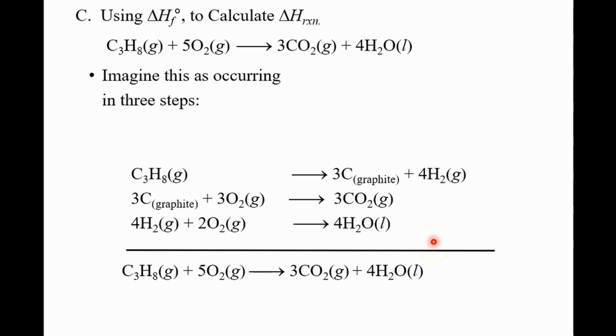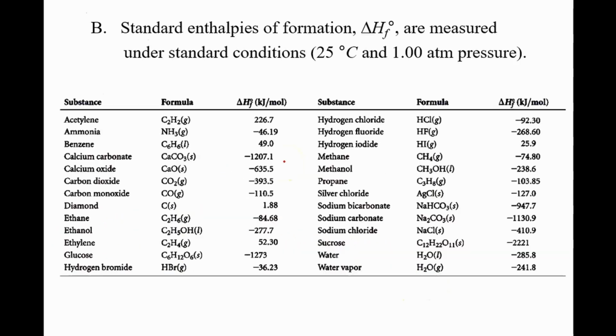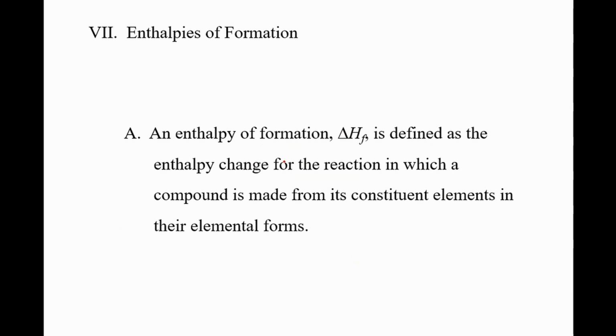And if I sum these equations, let me just do something for fun. I can probably come over here and say the graphite would cancel out, 4 hydrogens would cancel out, oxygen doesn't. I have 3 and 2, and sum up for 5. Those are the species that cancel out, and here's my overall reaction. So let's just go back. An enthalpy of formation is defined as an enthalpy change for the reaction in which a compound is made from the elements that are found in it.